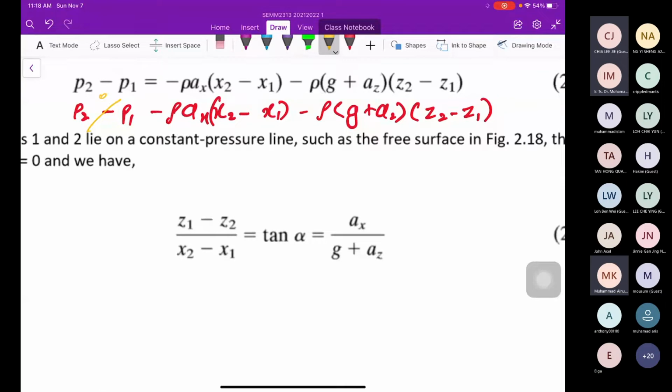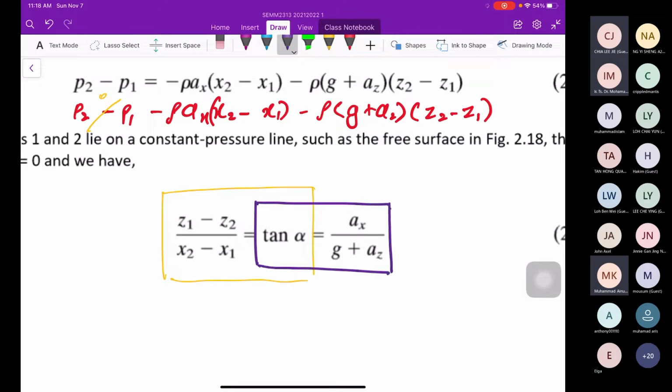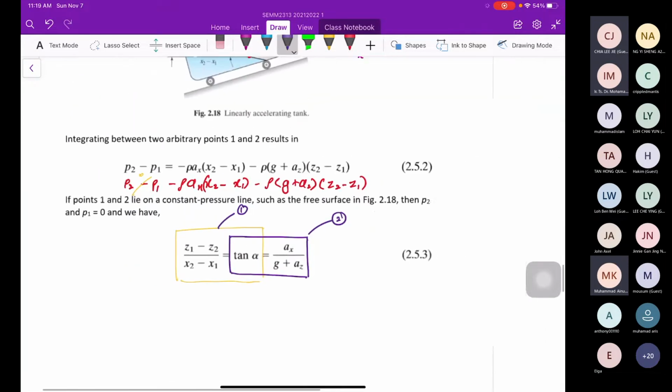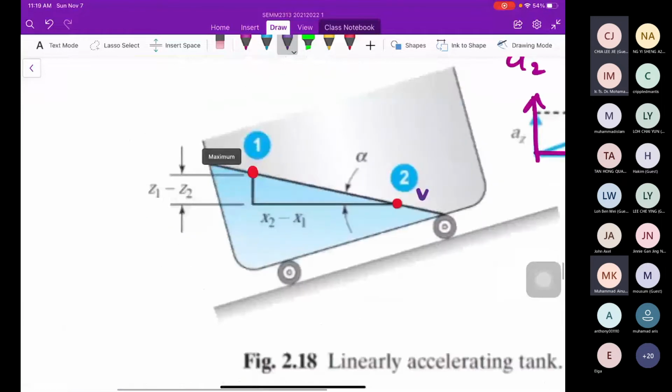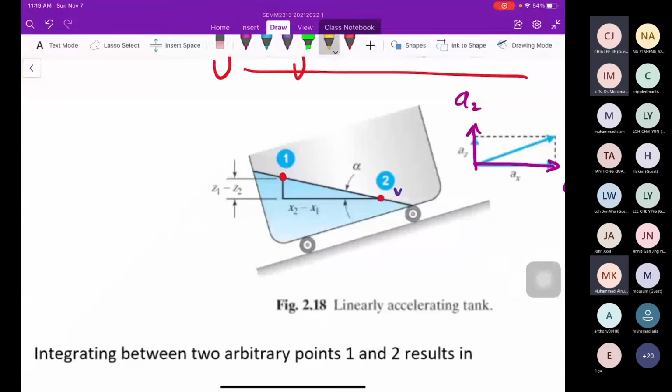(Z1 minus Z2) over (X2 minus X1) equals tangent alpha. This is in terms of the dimension. However, for this one, it is in terms of gravity. We have one equation, we have two equations. To simplify the case, to ease the case, all right.